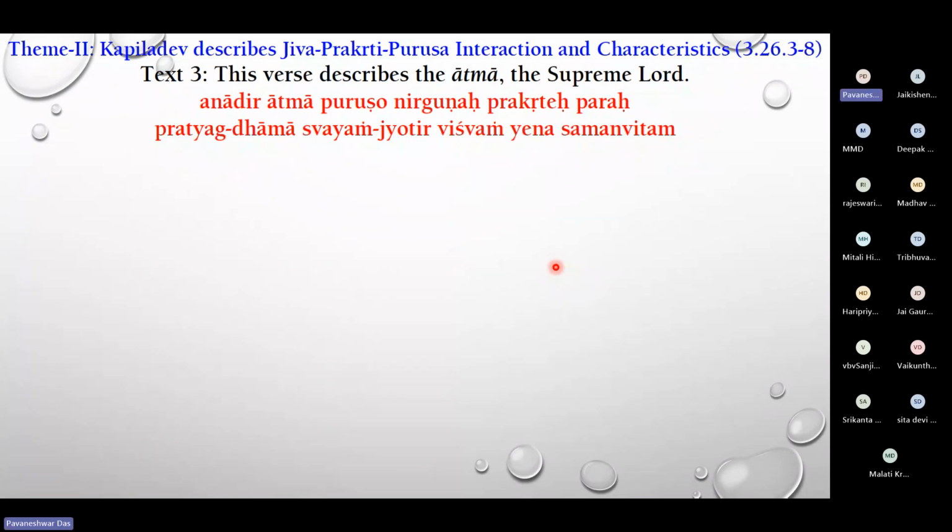First, about Isvara. Anadir Atma Purusho Nirguna Prakrite Para Pratyek Dama Swayam Jyotir Vishwam Ena Samanvitam.